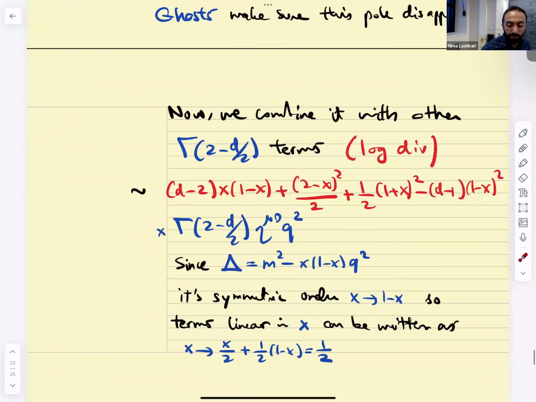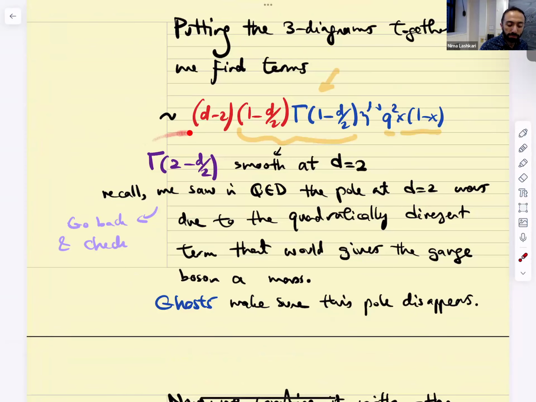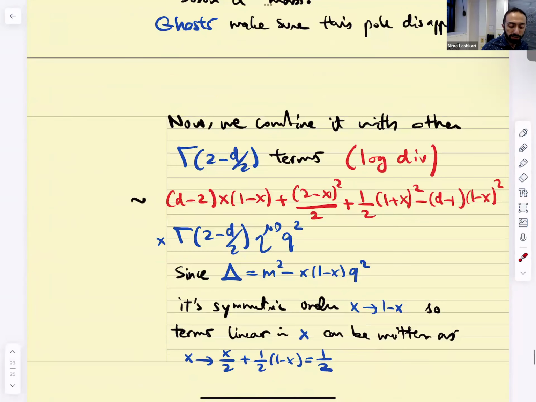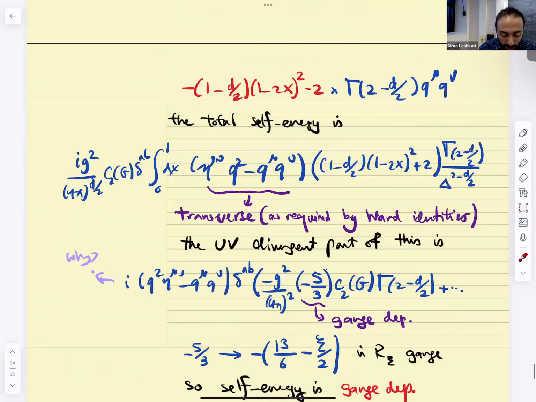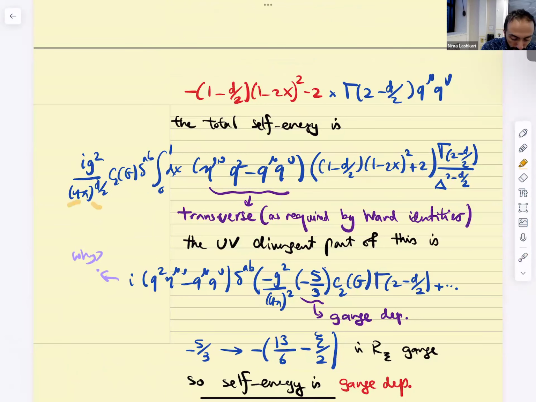All right. Now that we canceled the coefficient of this awful term and it became just a normal regular term, let's repackage all the terms proportional to gamma of 2 minus d over 2. They're all log divergent. They look like this: gamma of 2 minus d over 2, eta mu nu q squared, this is the coefficient of it. In the interest of time, I'm saving you the trouble of talking about the symmetry of x going to 1 minus x. You use that symmetry to write everything in the following form. So this is the full answer at one loop for the propagator of the gauge boson.